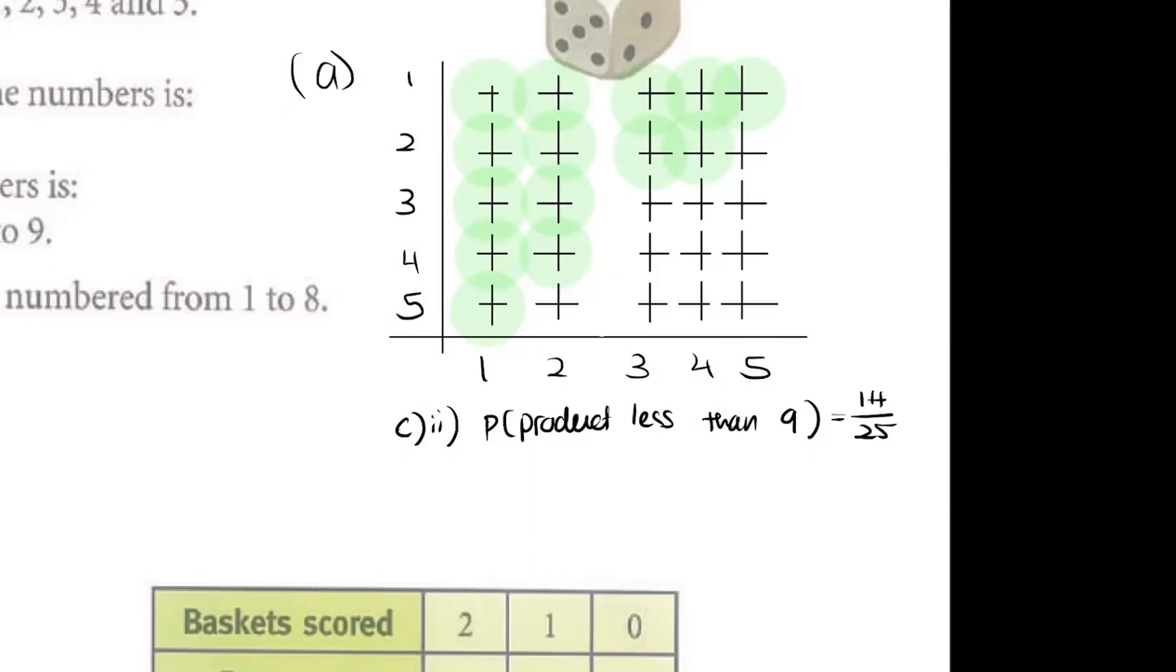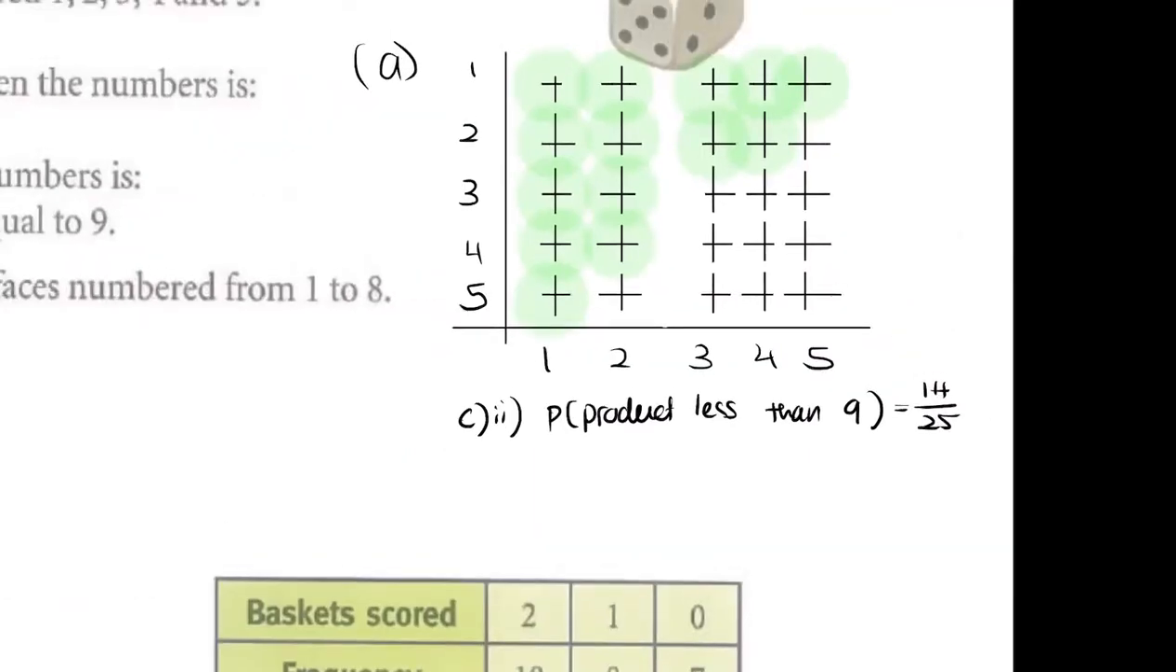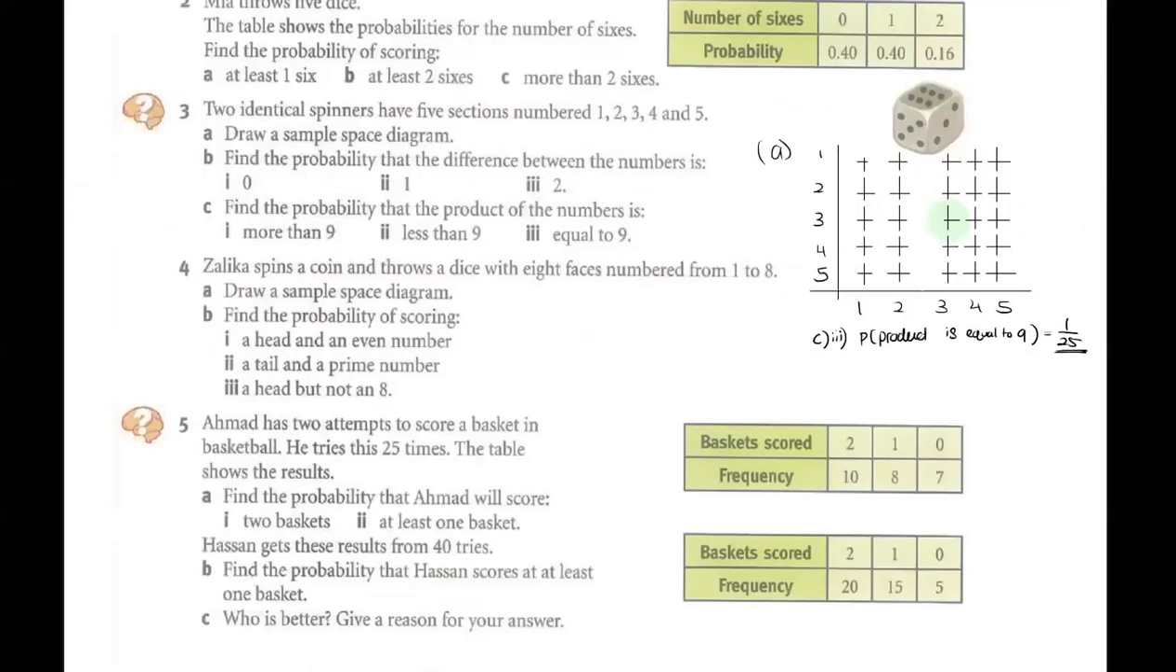This is number 2. And last one, number 3. Equal to 9, so we need to figure out three times 3 is only 9. Besides that, there's nothing else already. 3 times 3, 9. So 1 over 75, because only 3 times 3 is 9. That's it.